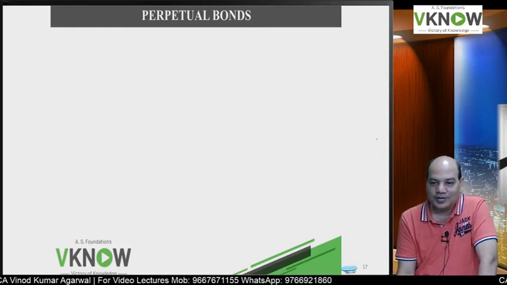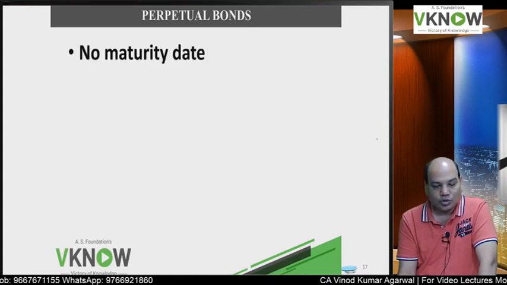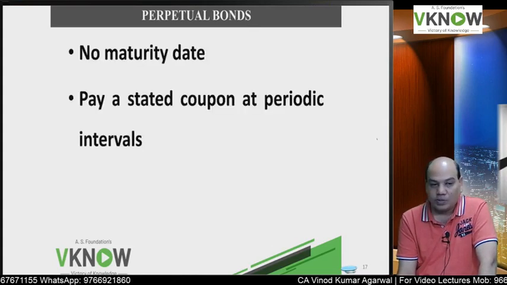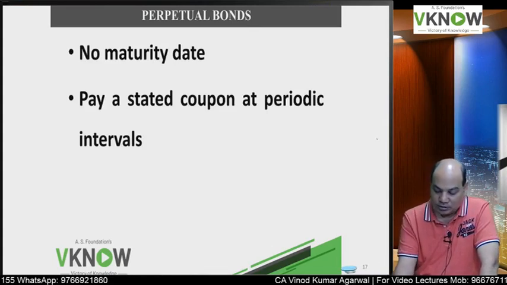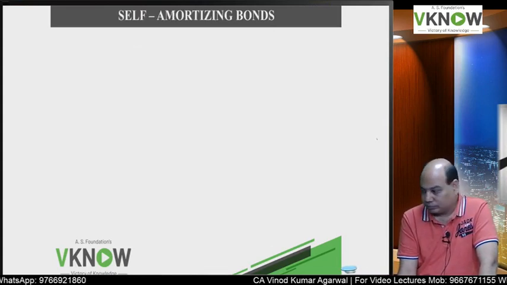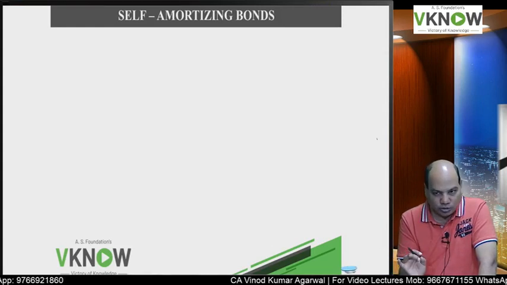Second type of bond is called perpetual bond. There is no maturity date, so you will not get your principal. Then why would you invest in a perpetual bond when they are not going to give you back your principal? They will pay coupon every year. Correct. The perpetual bonds do not have a maturity date, but they pay coupon at a specified interval. We will take questions on perpetual bonds also.